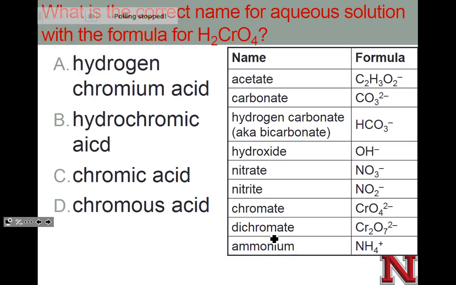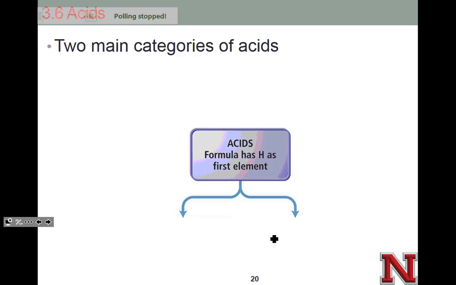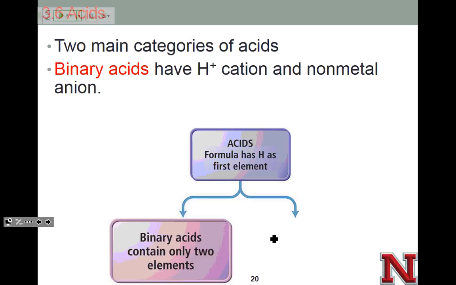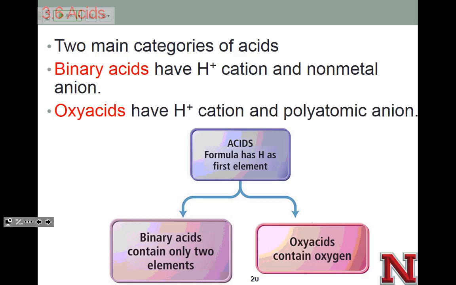So let's talk about our rules for naming acids. There's 2 main categories of our acids that have hydrogen in the formula. Those are our binary acids. They contain only 2 elements. They have an H+ cation and some sort of non-metal anion. So those make sense, and that naming is going to be pretty straightforward.